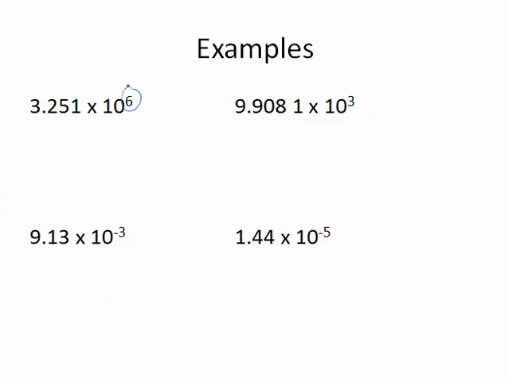So I start by writing my 3.251, and then I move it 6 positions. Now that I've run out of numbers, I will fill in the rest of them with zeros. So I still have 3 more positions that I will fill in, and each of those positions becomes a 0. This leaves me then with the following number: 3,251,000. Take a moment to express this value in standard notation.